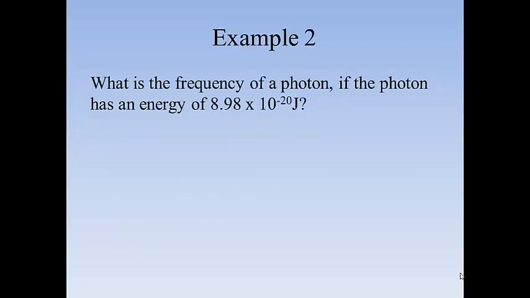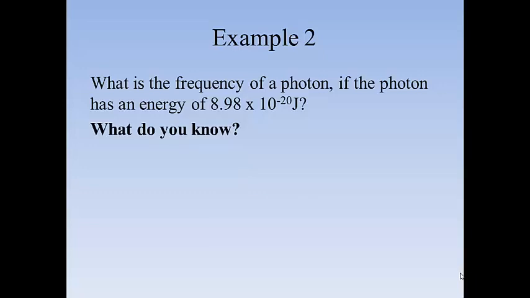Example 2 is for you to try. You've got a photon with an energy of 8.98 times 10 to the minus 20 joules. What is the frequency? Go. The answer is 1.35 times 10 to the 14th per second.